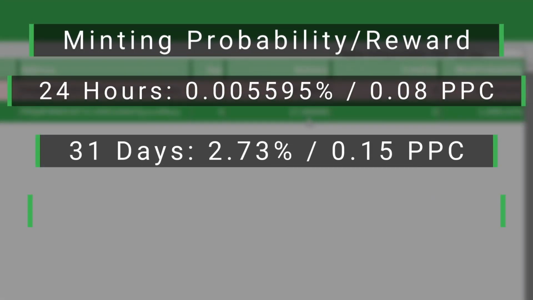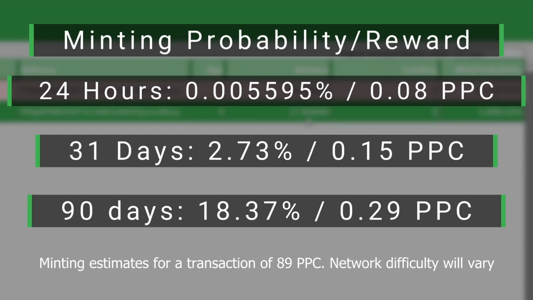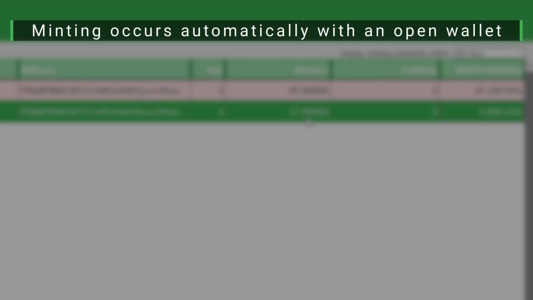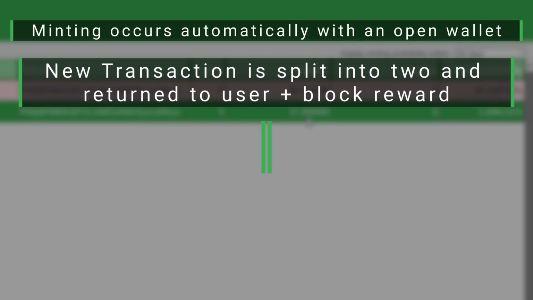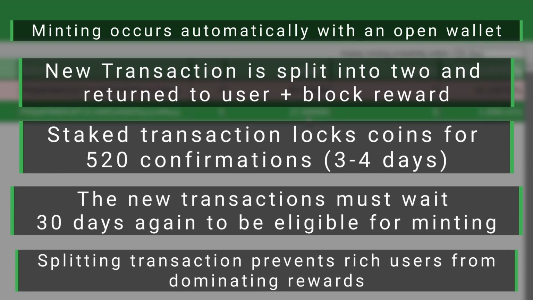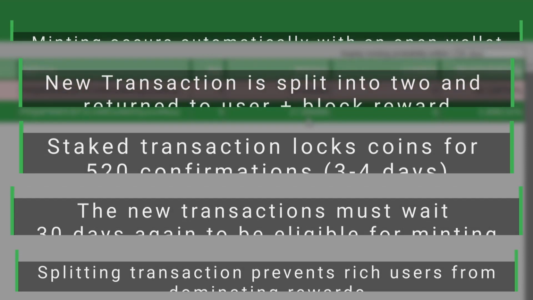As coinage is accumulated, a transaction becomes more likely to be chosen by the network to mint and reaches full maturity at 90 days. The bigger the coinage, and with a little luck, the transaction will be used to produce a new block and receive the block reward. This transaction's value is then split into 2 and sent back to the user's wallet. These new transactions can then become eligible for minting all over again. You can use the Minting tab to view the probability of minting at any point.